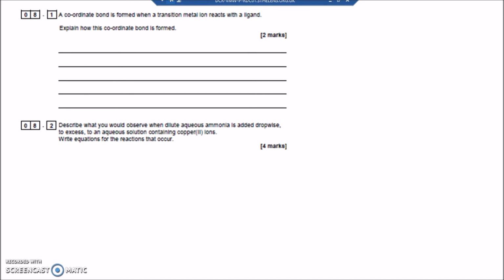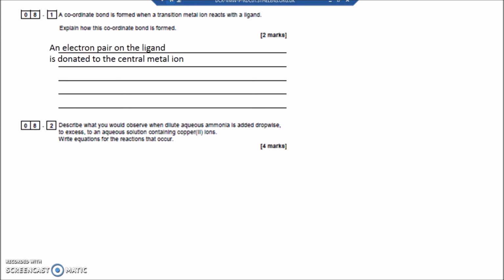Well, first of all, a coordinate bond is just a covalent bond, that's all it is. The only difference is, instead of having a pair of atoms each putting one electron in, one of the atoms has put both of the electrons into the pair, and that's the ligand coming in. So the ligand has donated a pair of electrons to form a covalent bond, and that happens to be called a coordinate bond. So it donates a pair of electrons to the central metal ion.